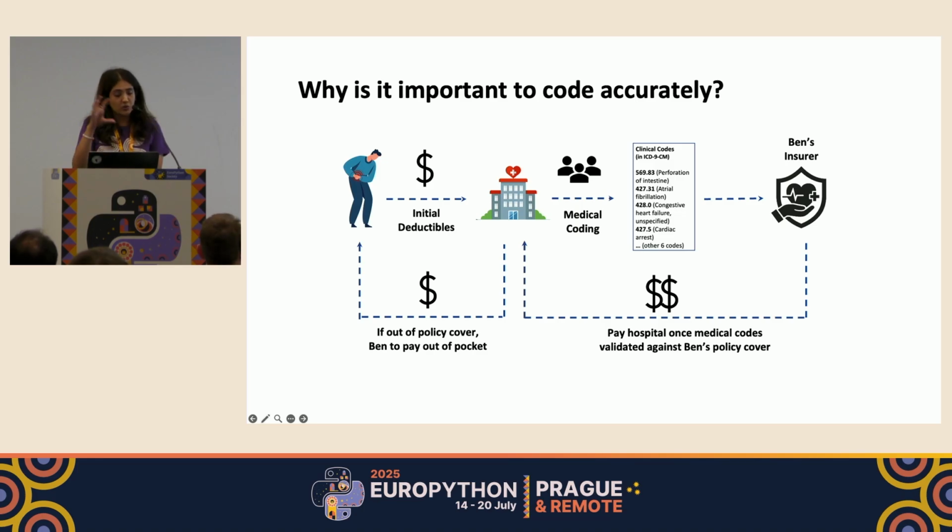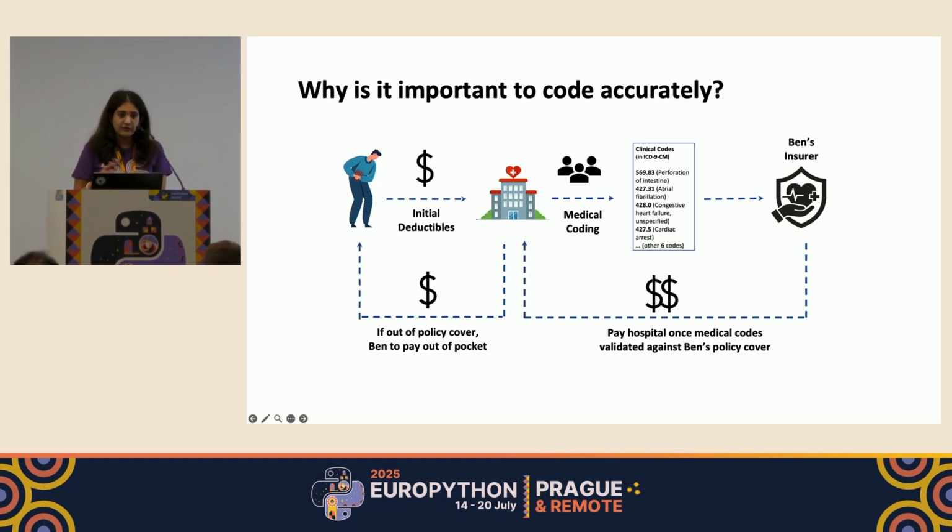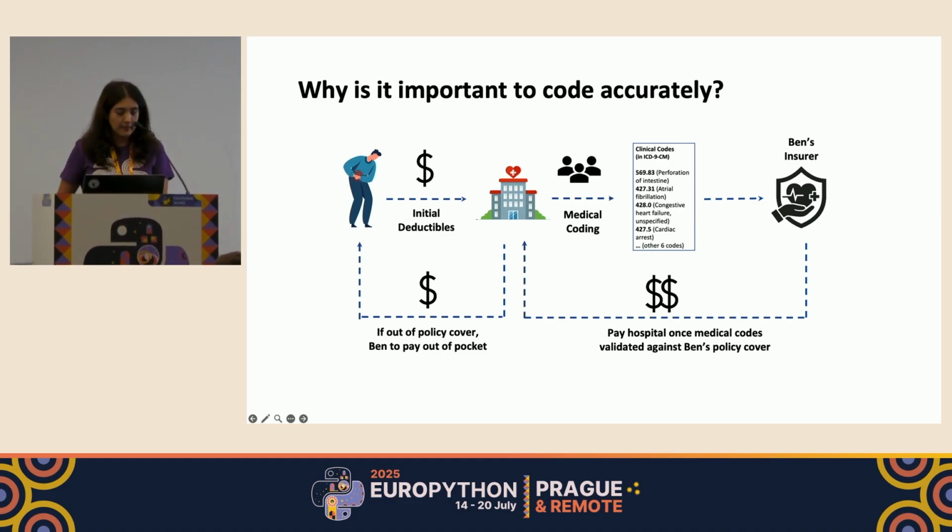If the policy covers all the codes that are there in the chart that the team sent, the insurer would pay the hospital. If not, if something is out of policy cover, then Ben has to pay that out of his pocket. So this is how the cycle of payments works. Now, the most important part of this entire cycle is the quality of the clinical codes, because that determines how much money the insurer should pay to the hospital. So it is really important, and it is a big loop because there are three parties involved, and it can take a lot of time if something goes wrong in coding those charts correctly.